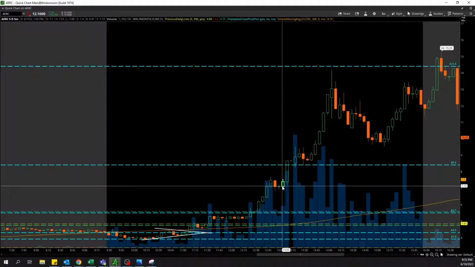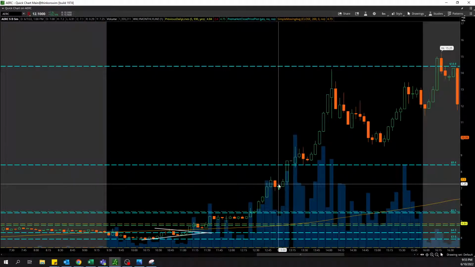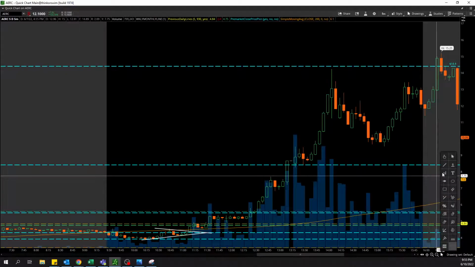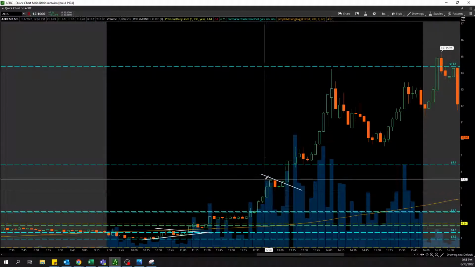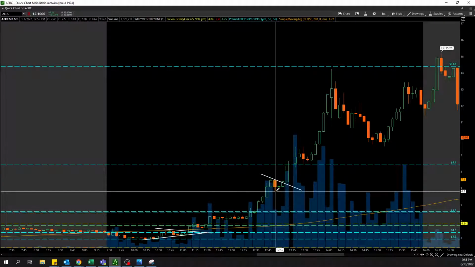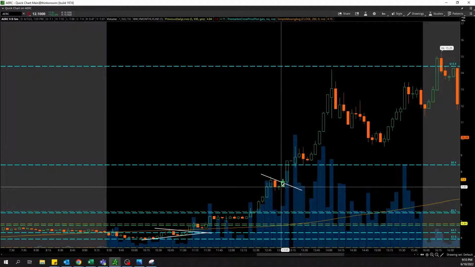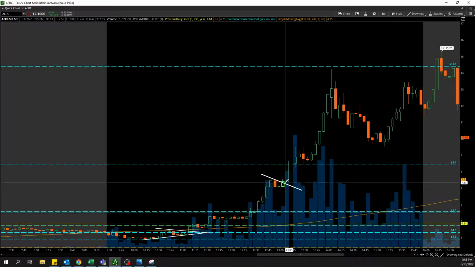Then we got a slight pullback. What's the pullback for? Pullback is people taking profit. You're up $2, $3, $4. You're going to take something off the table. You'd be a fool not to. It found support right there, and then continued on.